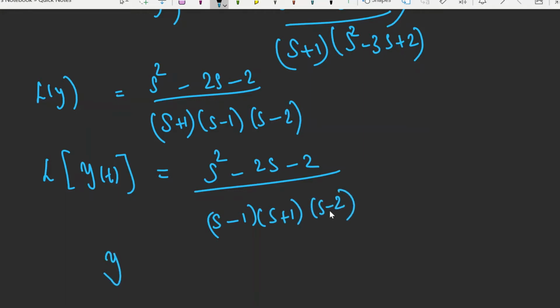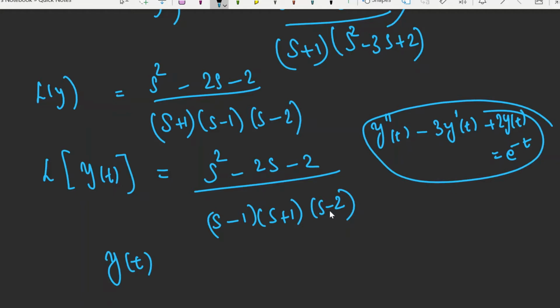But our aim is we have to calculate the solution for a differential equation. Our differential equation is y double dash of t minus 3 times y dash of t plus 2 times y of t equals e power minus t. So we have to solve this equation. The solution for this differential equation: we have to eliminate the y dash and y double dash terms.